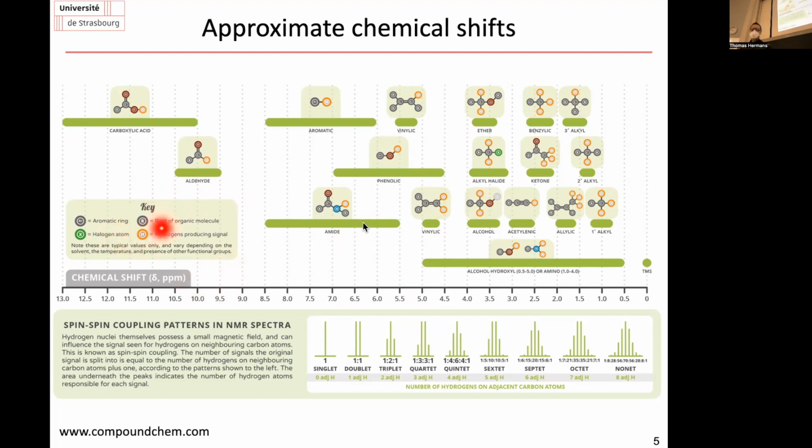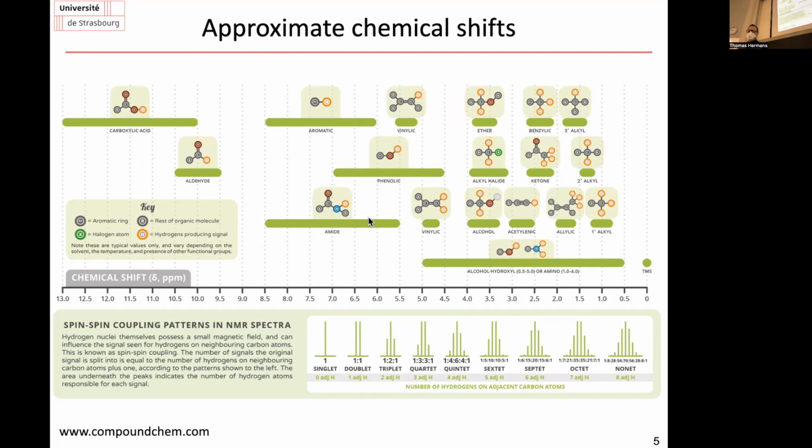So for example, there are very characteristic ones. For example, aldehydes or carboxylic acids will be very downfield. Remember, downfield is high ppm. It's on the left side of your spectrum. And upfield is low ppm, this region. Allylic protons are more around 1 or 2 ppm, and aromatic ones are in this region. So you can already try to identify by the range of ppm what kind of protons you have.